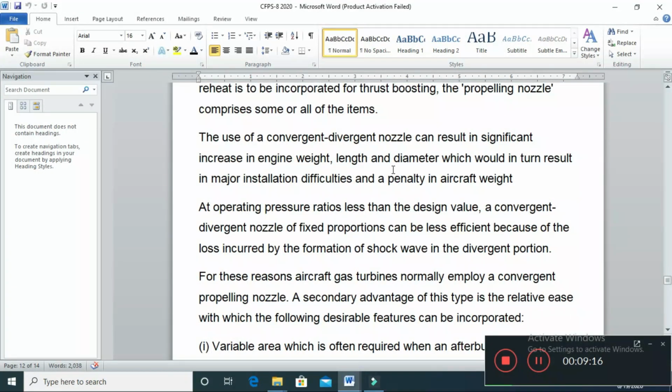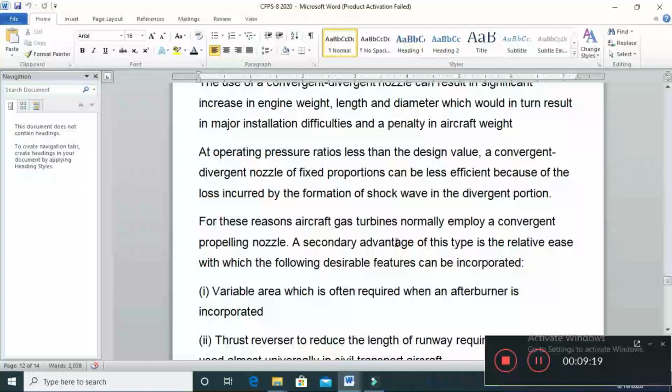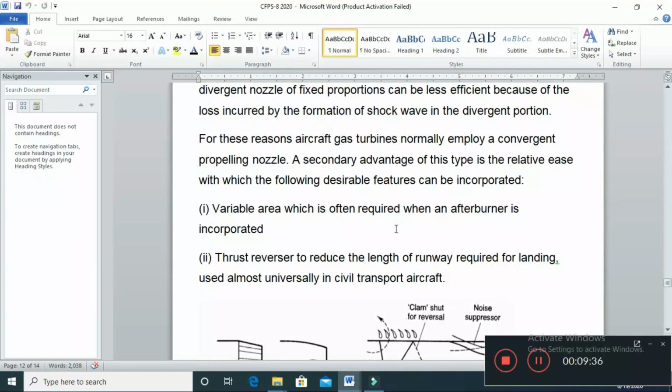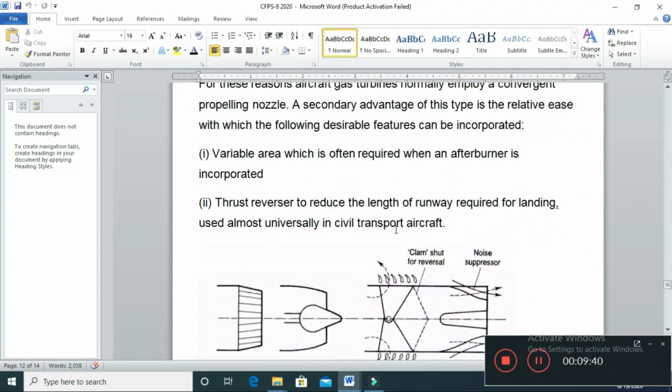In addition to the weight and diameter, the overall dimensions, sometimes the pressure is not very high, and when the fluid is expanded in the converging diverging nozzle the pressure reduces and the pressure is below atmospheric. So when the pressure is below atmospheric it can result in shock in the diverging section of the nozzle.